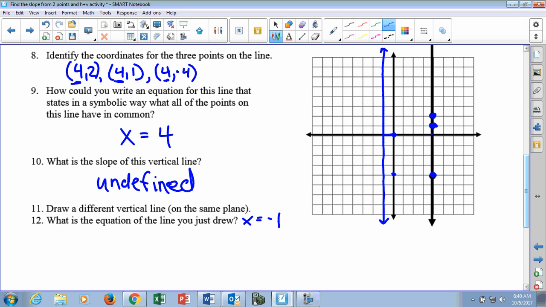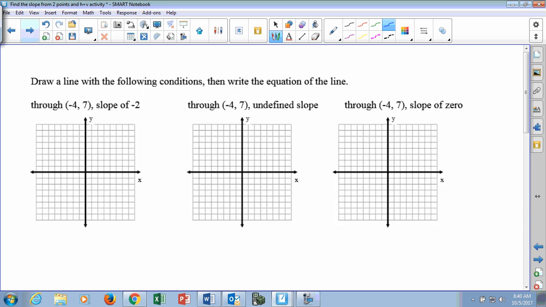All right, let's go to the last page. Right on task here. All right, so we're going to do this together here. So draw a line with the following conditions, then write the equation of the line. So we want a point that goes through (-4, 7). So I got to go 4 to the left and 7 up, which I believe is right there. Right? Is that the point (-4, 7)?